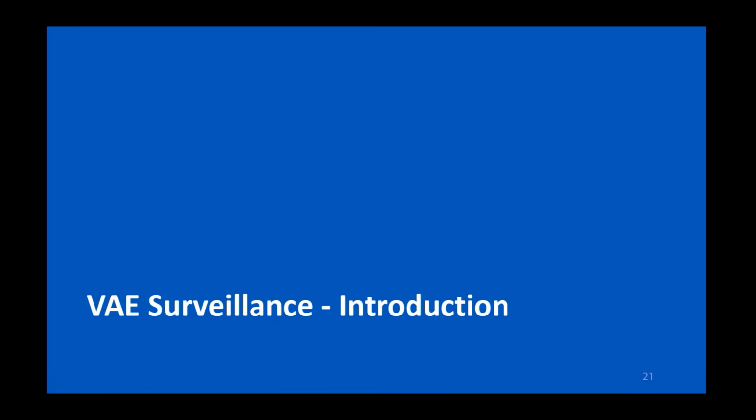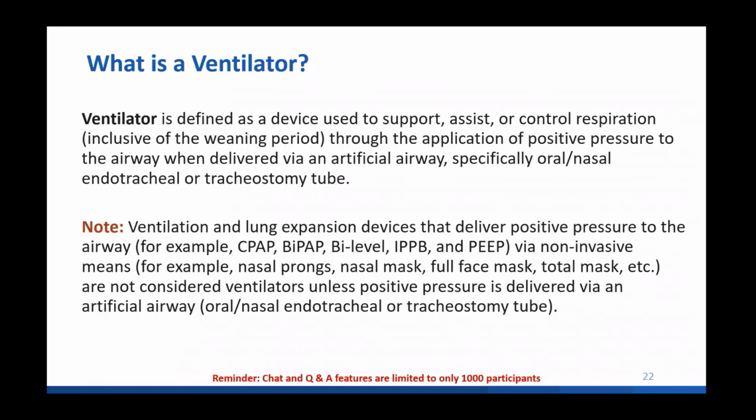All right, now let's get into the details of VAE surveillance. But first we need to go over some key terms. So what is a ventilator? A ventilator is a device used to support, assist, or control respiration through the application of positive pressure to the airway when delivered via an artificial airway, specifically oral or nasal endotracheal or tracheostomy tube.